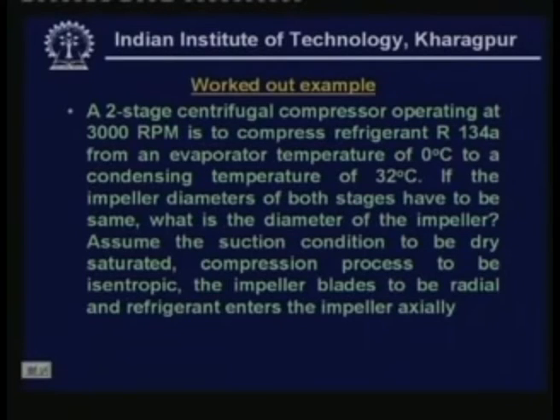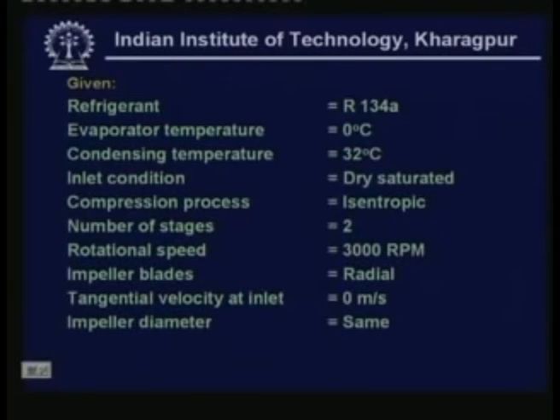So here let us look at the given information. The refrigerant is R134a, evaporator temperature is 0 degree centigrade, condensing temperature is 32 degree centigrade, inlet condition to the compressor is dry saturated, compression process is isentropic, number of stages is 2, rotational speed is 3000 rpm, impeller blades are radial, tangential velocity at inlet is 0 meter per second, that means the refrigerant enters axially, and the impeller diameter is the same for both the stages. From this information we have to find out the required diameter of the impeller.